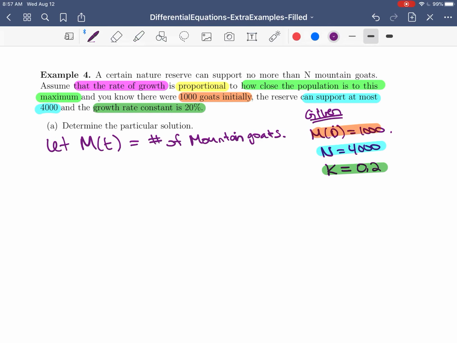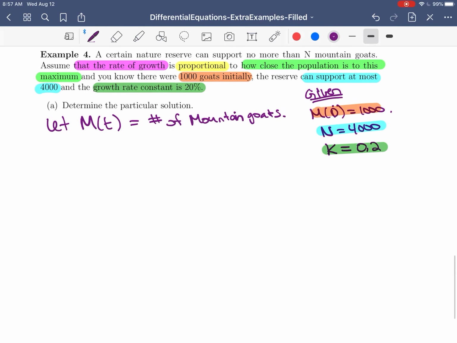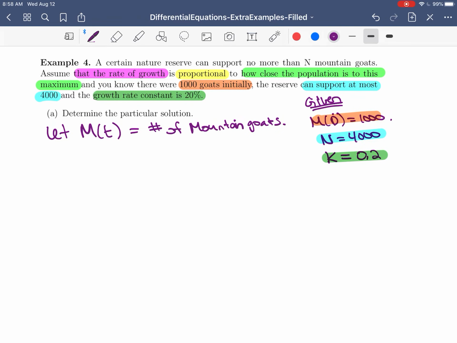Okay. So our differential equation is going to be that pink, yellow, green bit. So the rate of growth, that's dm dt. So that's the rate that they're growing. Is proportional, and we actually know the growth rate, so maybe this should have been yellow and green, dark green. So that's k, but here we know that k is 0.2.